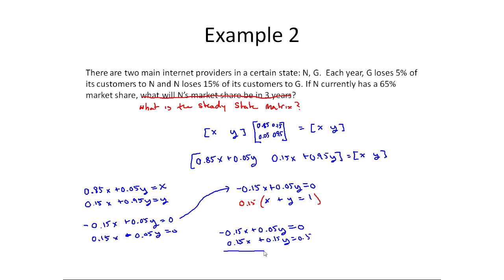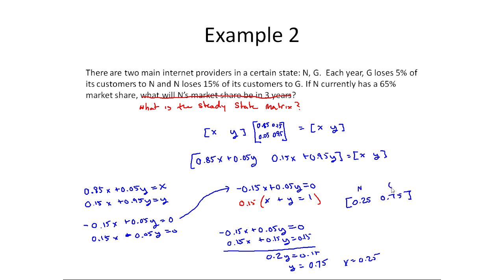So what do I end up with here? I get 0.2y equals 0.15. I didn't do a good job writing that down. So y equals 0.15 over 0.2, which is 0.75. And x and y have to add up to 1, so x equals 0.25. So my steady state matrix is going to be 0.25, 0.75.